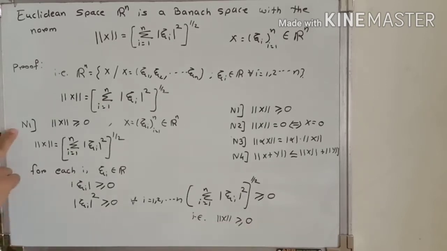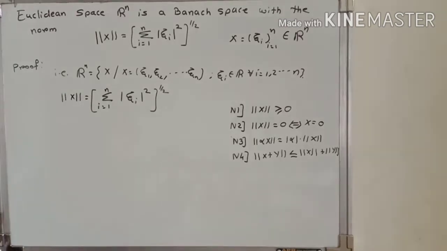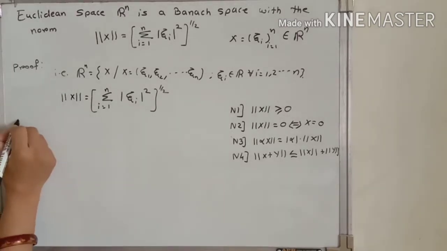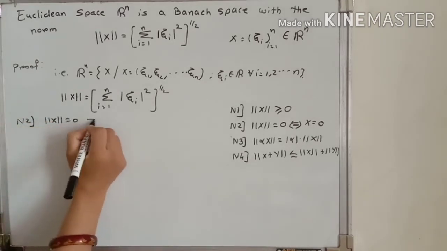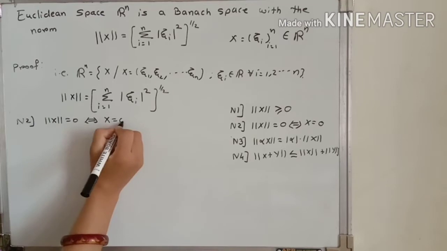In this way we satisfy the first property of a norm, that is, norm of x greater than or equal to 0. Now let's prove the second property of a norm. The second property of a norm is: norm of x equals 0 if and only if x is equal to 0.